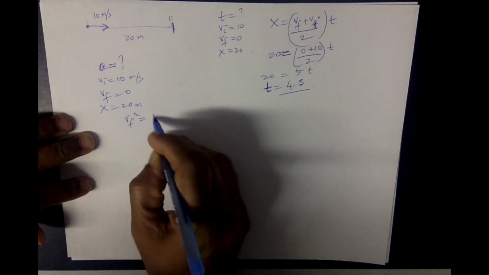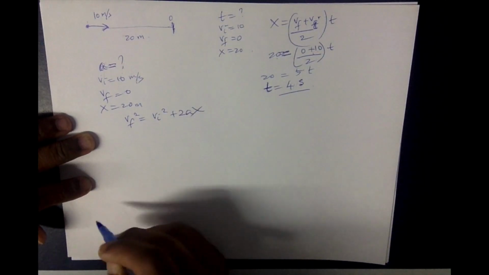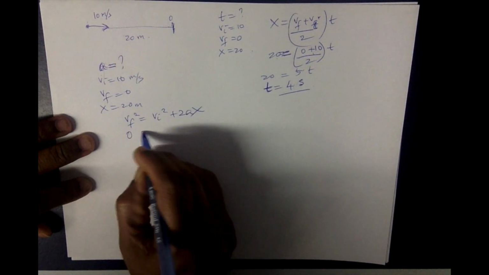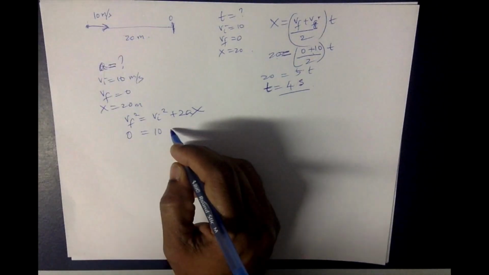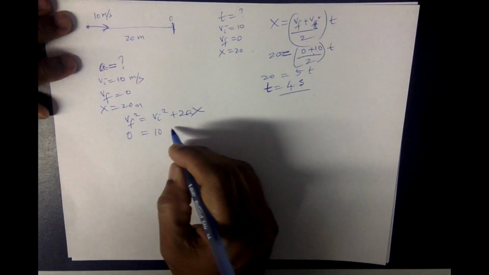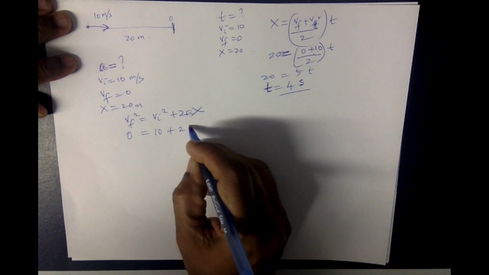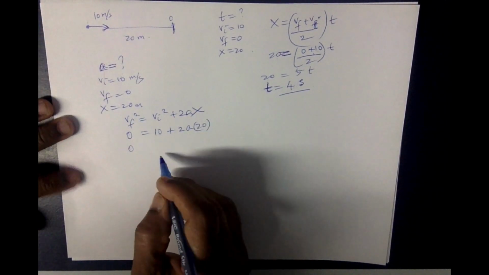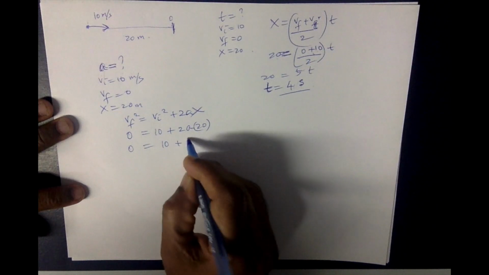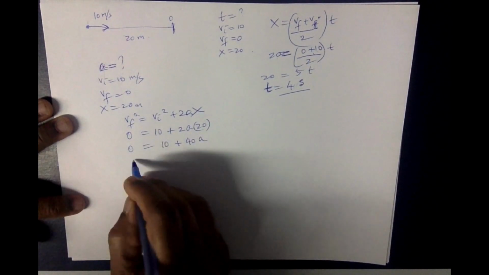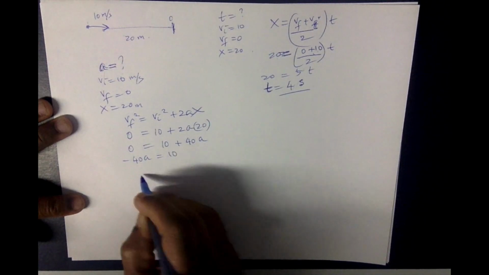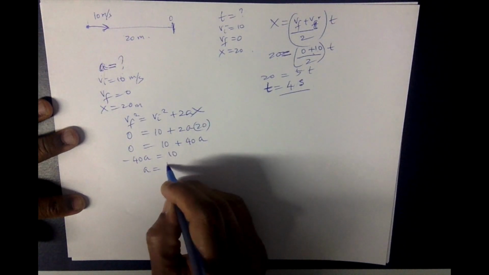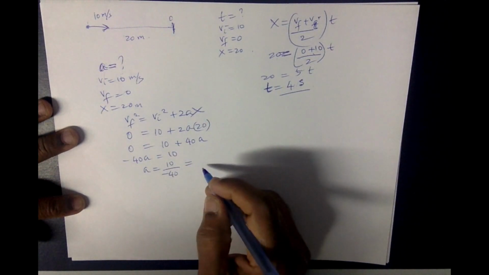vf squared is equal to vi squared plus 2ax. Pick the equation and then after that substitute. vf squared is 0, vi squared is 10 squared, and then 2 times acceleration times displacement, which is 20. Now you solve it. 0 equals 10 squared plus 40a. Subtract 40a from both sides. Minus 40a equals 10 squared. So a will be, dividing by minus 40 on both sides, 10 squared over minus 40.